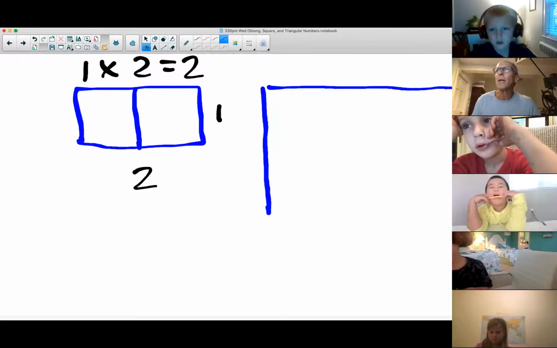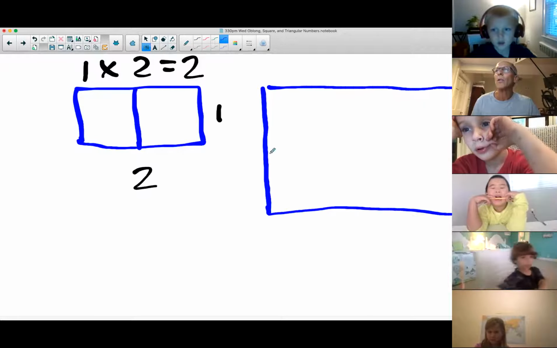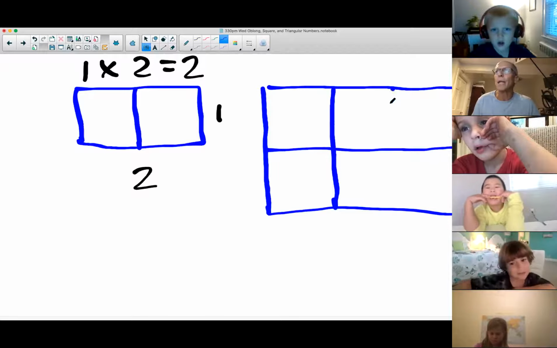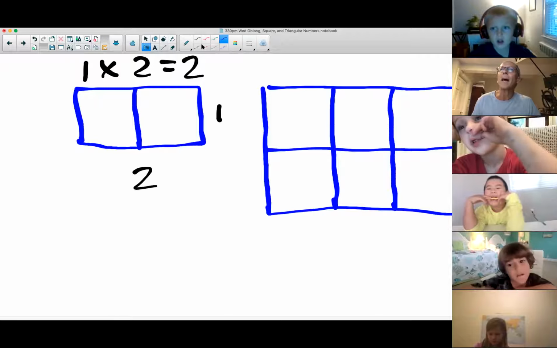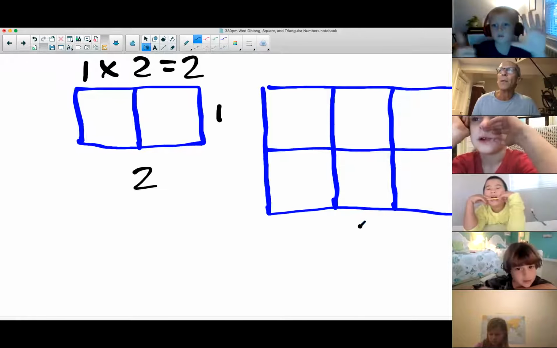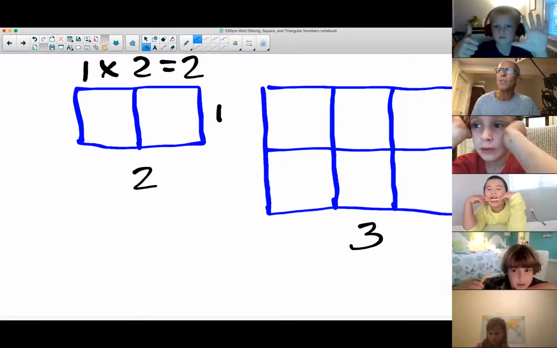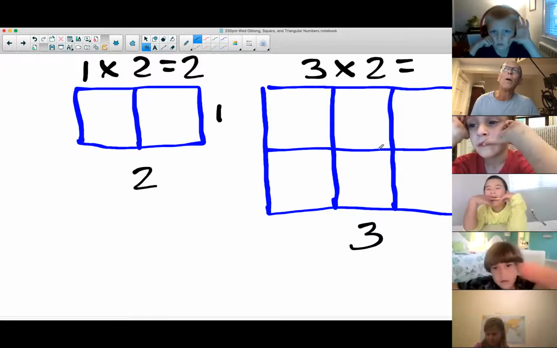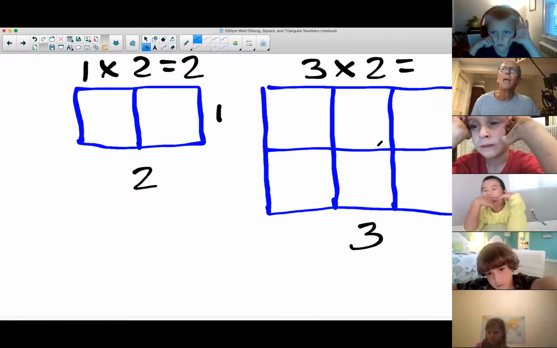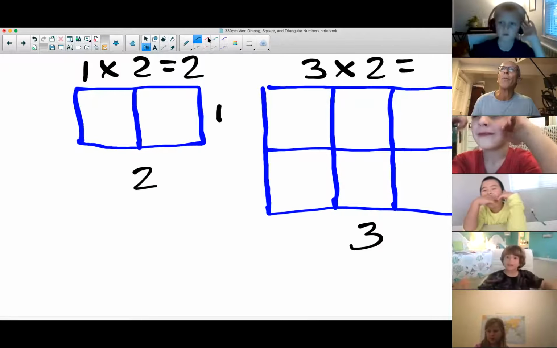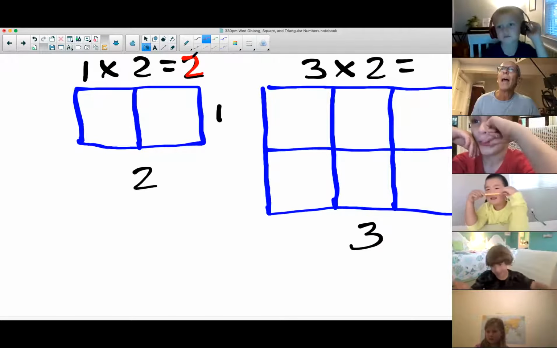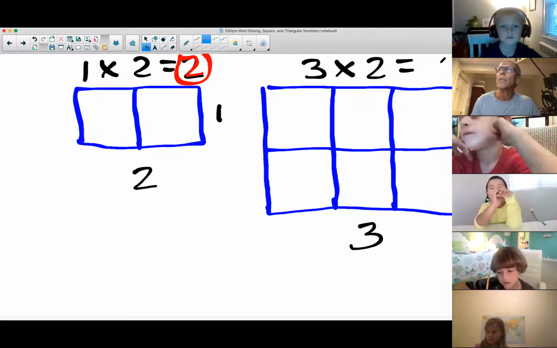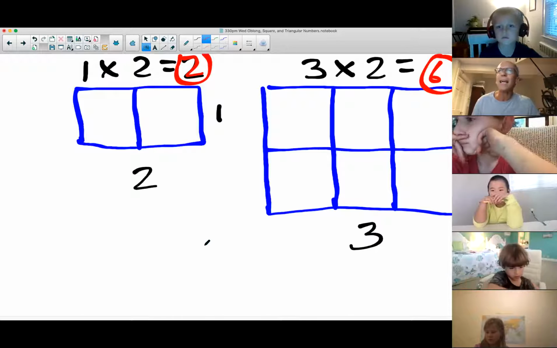Now, the next oblong number is going to be? Don't call it out, please, because then the other guys don't get to do it. The next oblong number is going to be 3 times 2. Don't call it out. On 3, you can say it. 1, 2, 3, go. Six. And so the first oblong number is 2. The second one is 6.